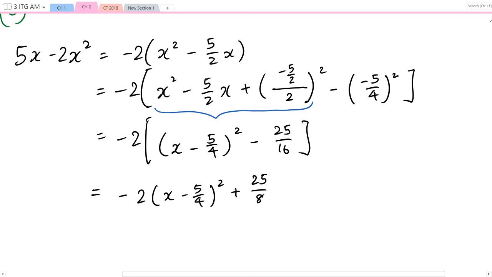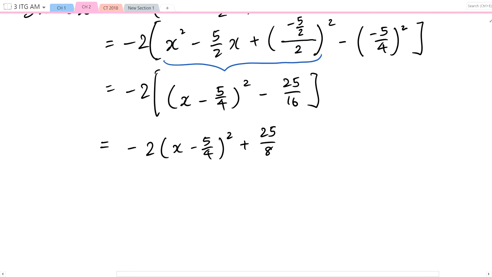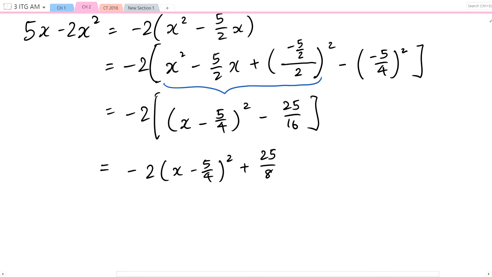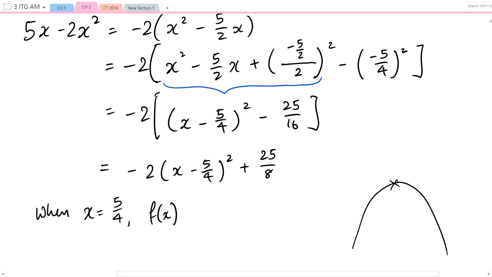Right? So when do we get a minimum or maximum point? What are we expecting to get? Minimum or maximum? Maximum, yeah, it is going to be a maximum point. When does this happen? Yes, when x equals 5 over 4, we get f(x).